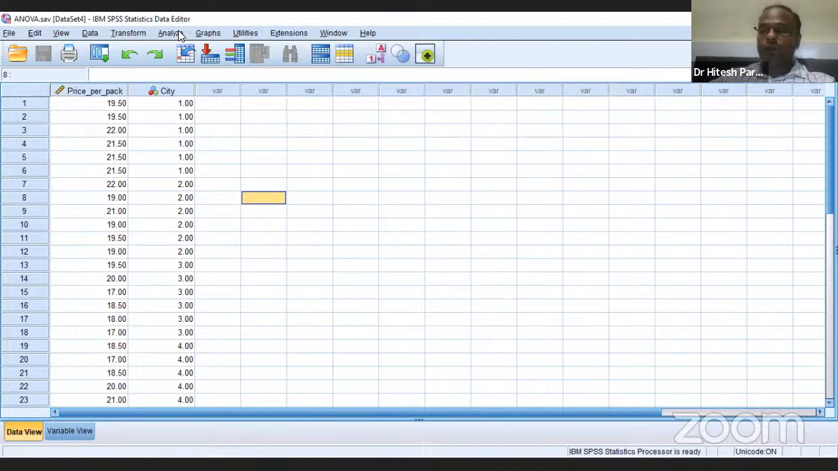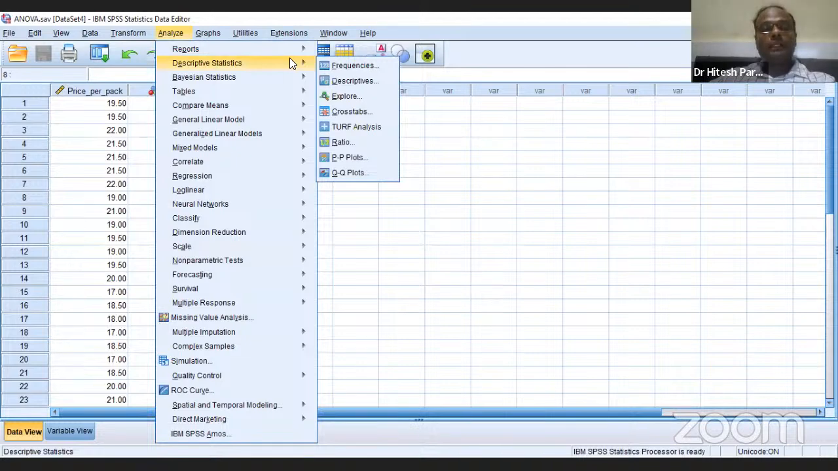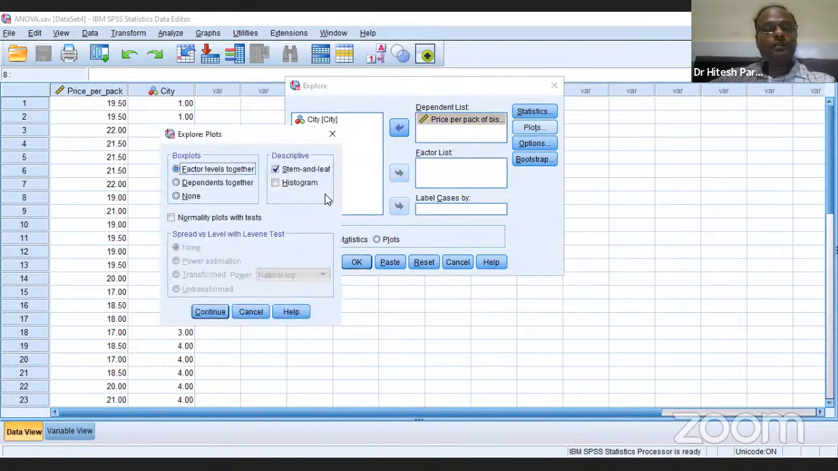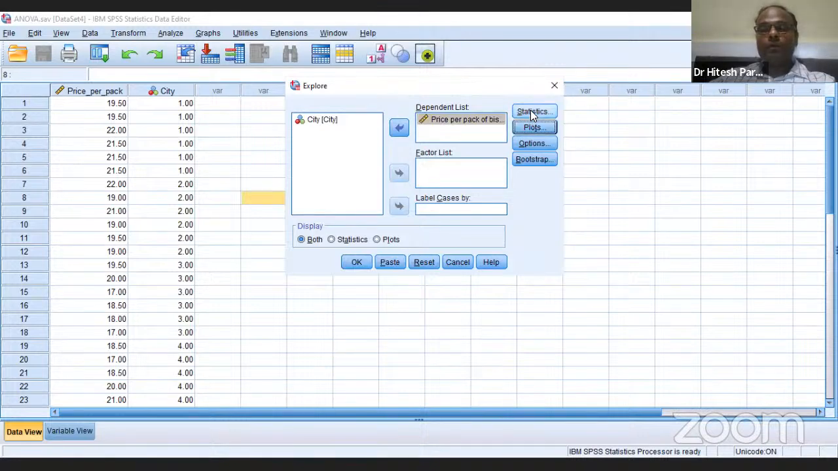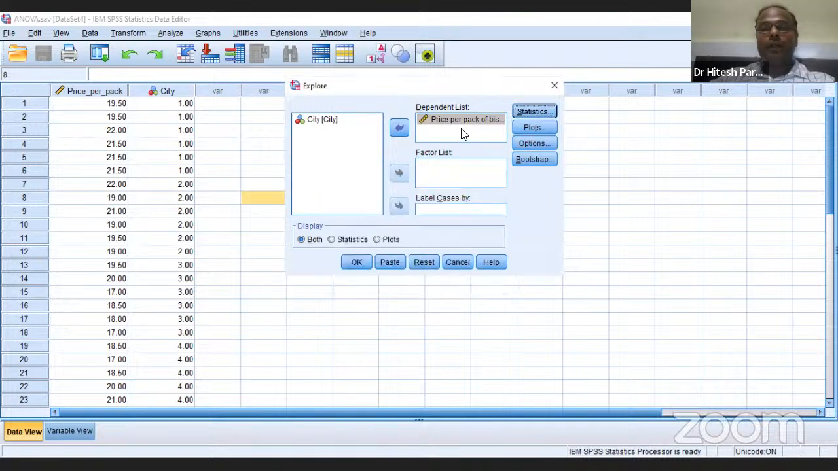Now again we need to take the normality call. So Analyze, Descriptive Statistics, and Explore. Transfer the variable price per pack. Click on Plots. Give a tick mark to histogram, normality plot with test. Continue. Statistics, Outliers, and continue. Same process. And click OK.